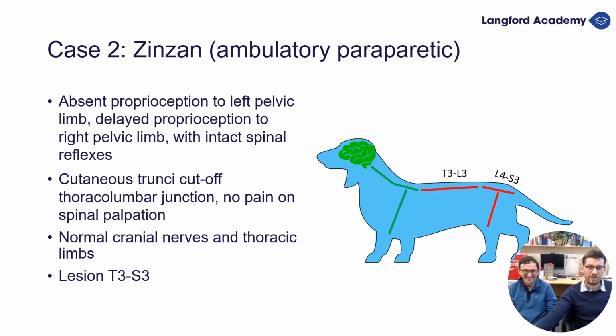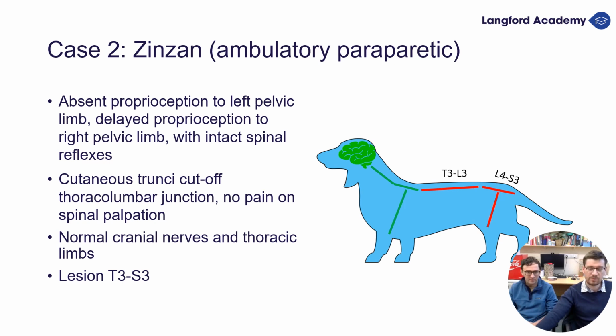So just a recap of the neurological examination, much like we did with the last case. With Zinzan, he's got absent proprioception to his left pelvic limb and delayed proprioception to the right pelvic limb with intact spinal reflexes. He's got a cutaneous trunci cutoff at the thoracolumbar junction, but no pain on spinal palpation. And much like the previous case, his cranial nerves and thoracic limbs are normal. So we're quite happy that the front end of the dog is normal. So we'd localise to T3 to S3.